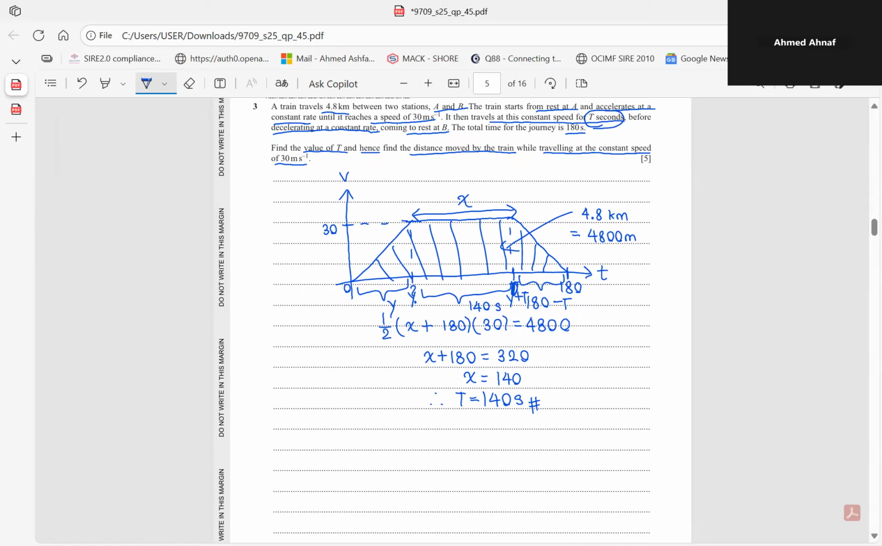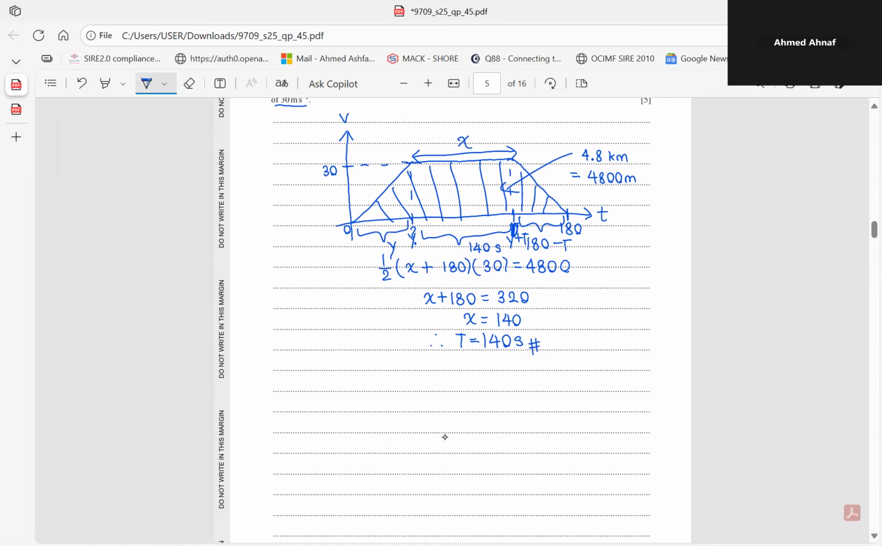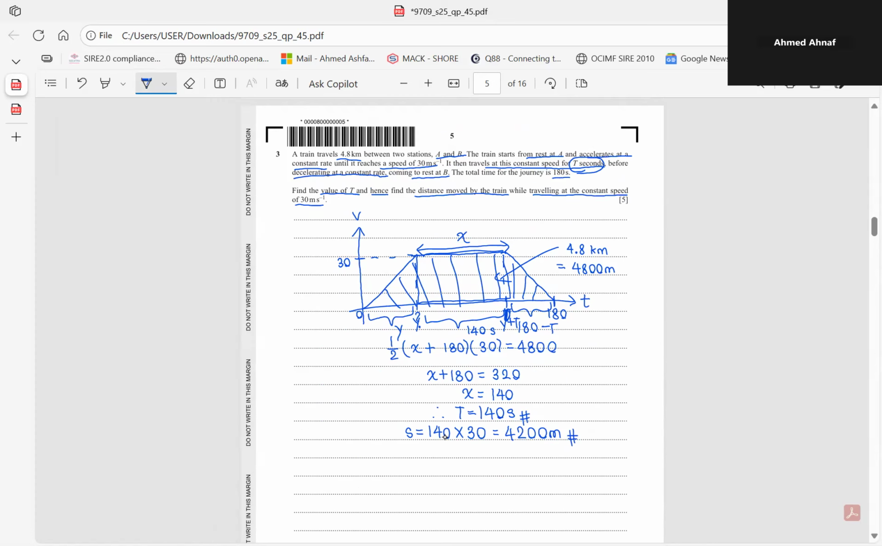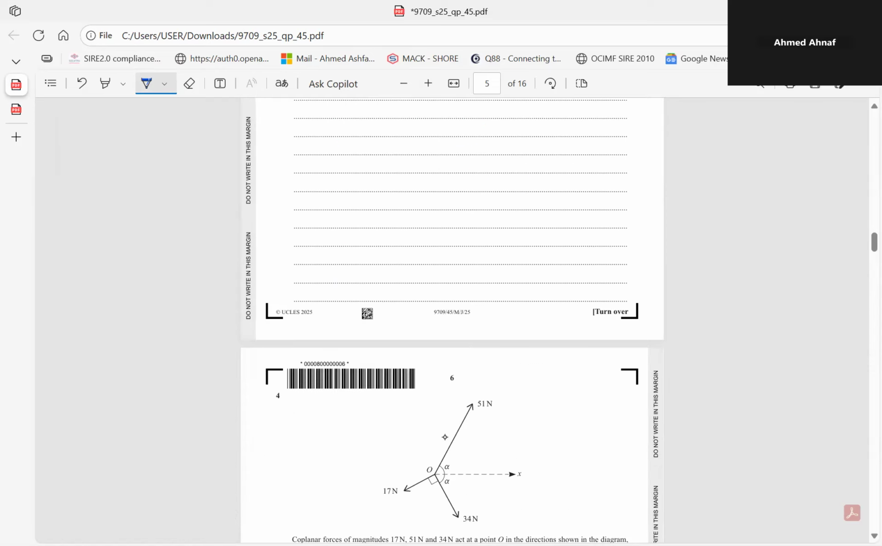And now we have to find the distance moved by the train. So for this, you can just take the area under this rectangle. So you know the width, that's 140, and the height, that's 30. So in total, this would just be 4,200 meters. So this is our final answer for this question. Let's head on to the next question.